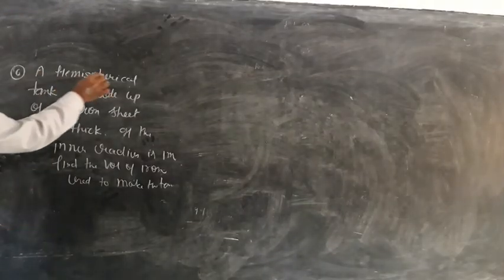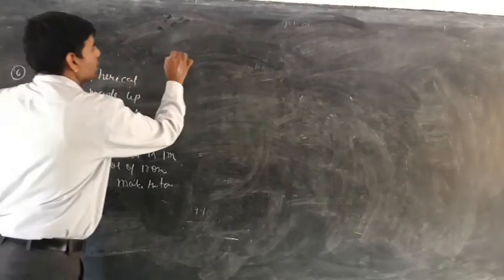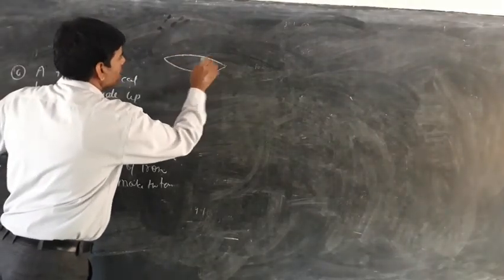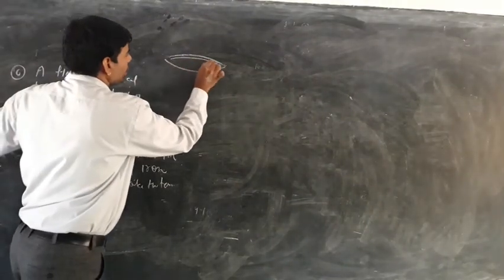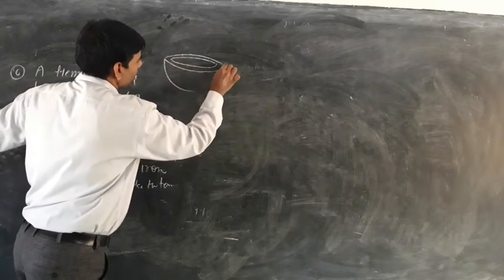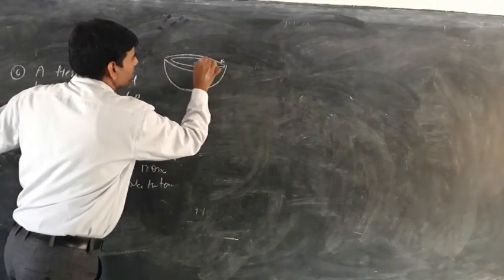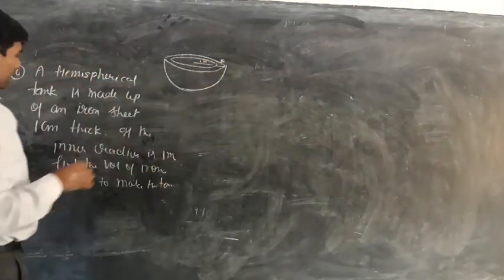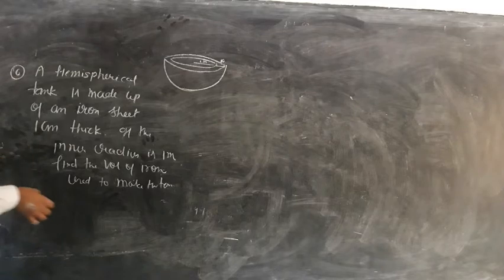A hemispherical tank is made up of an iron sheet. This is the shape of the hemispherical tank. It is 1 centimeter thick, so thickness is equal to 1 centimeter, and the inner radius will be 1 meter. Find the volume of iron used to make the tank.